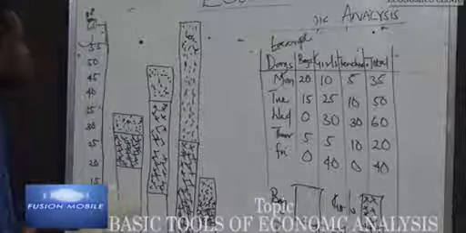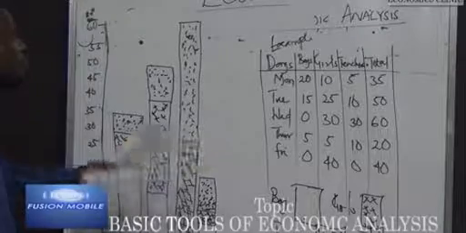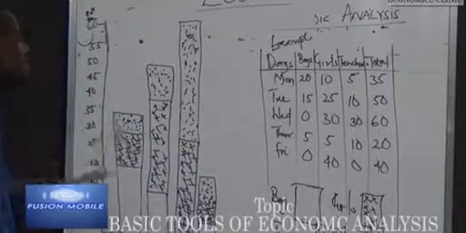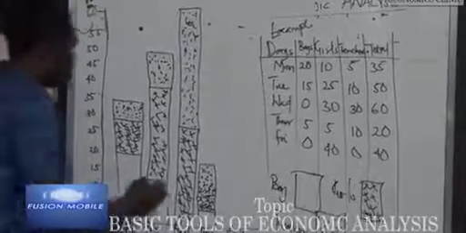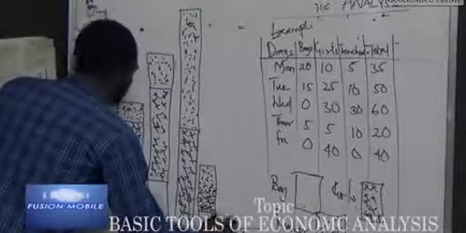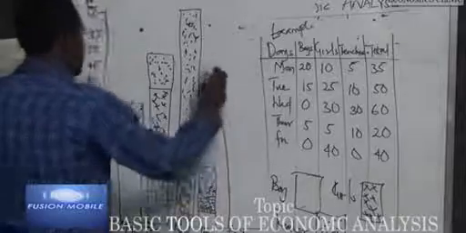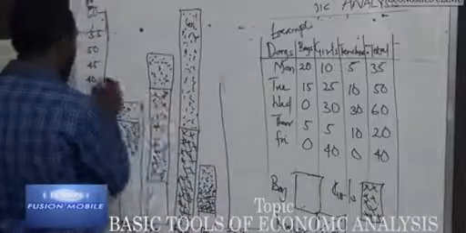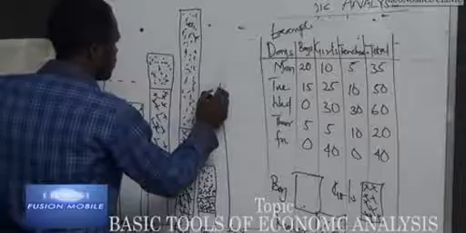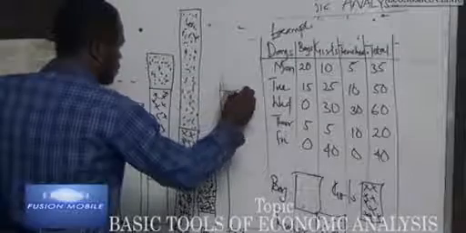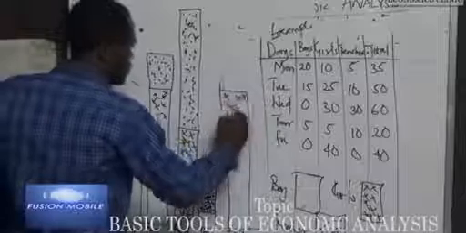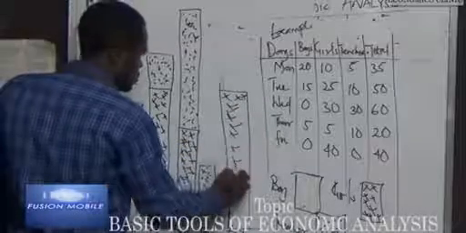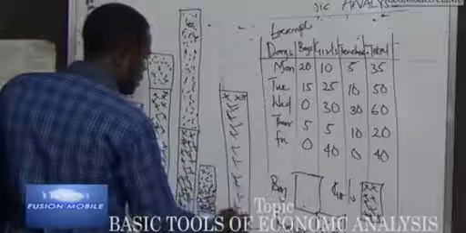Next one is on Friday. On Friday we have 0 boys, 40 girls, and 0 teachers. So we draw only for girls, which is 40. So we draw up to 40. Stars.